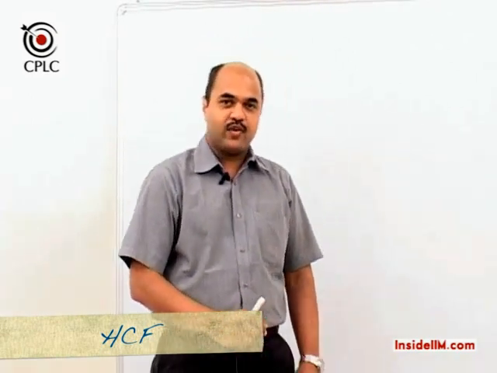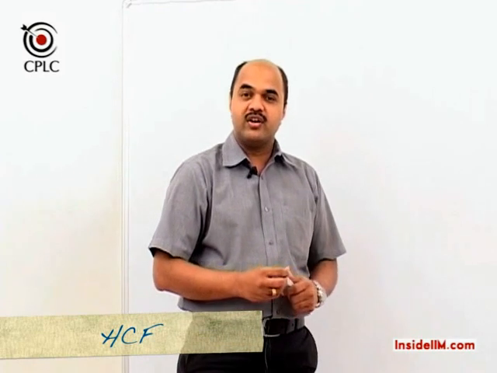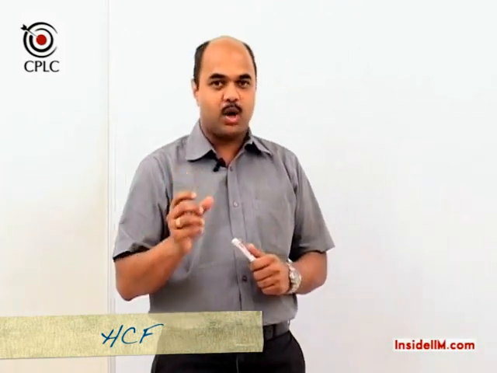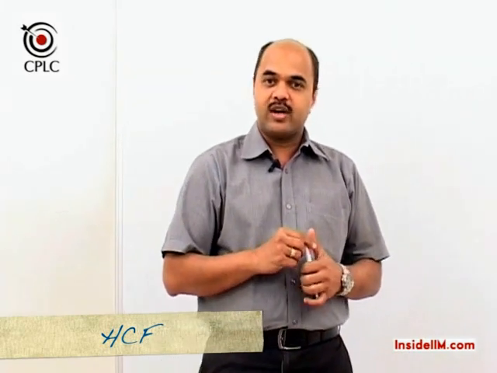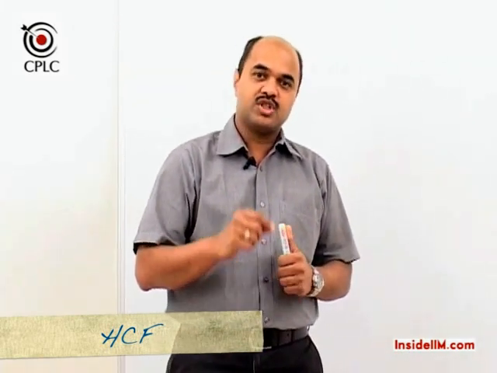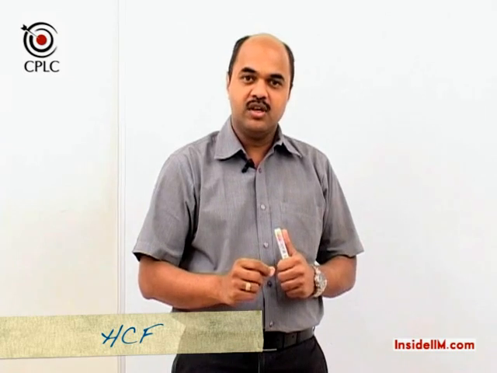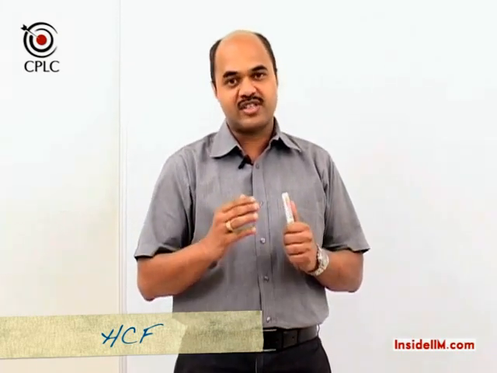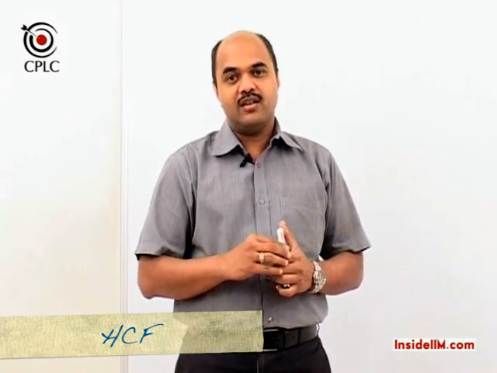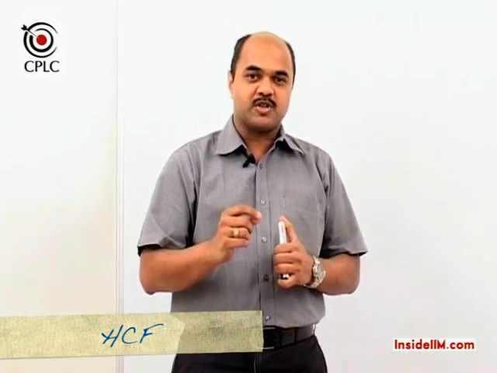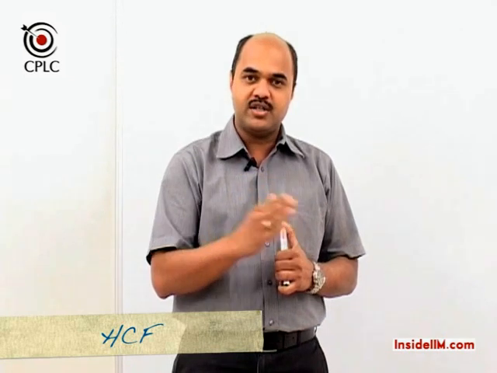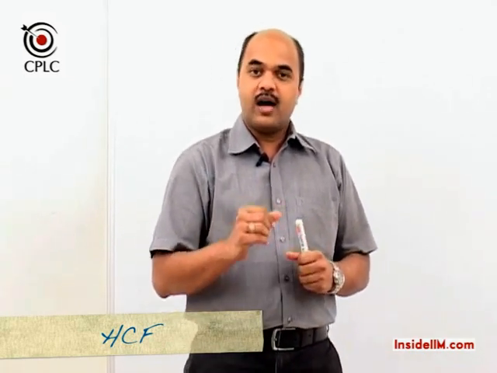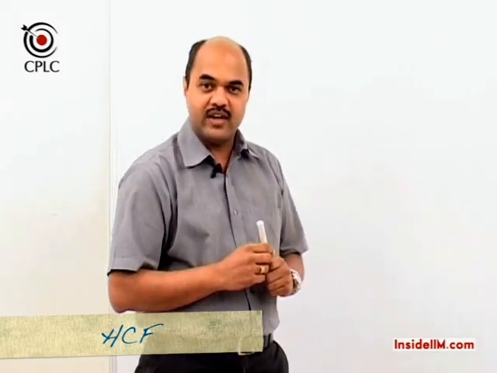HCF, as I said, stands for highest common factor, but what do we really mean by HCF? So if I use these words, highest common factor, then it would represent that number which is the largest possible number, which is a factor of all the given numbers. So if I have a set of numbers, then the largest possible number which divides all these given numbers would be the HCF. Now how do we calculate the value of HCF?